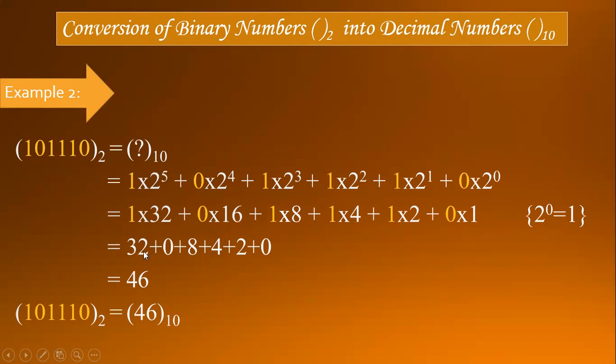Now 1 into 32 plus 0 into 16 is equal to 32. 1 into 8 is equal to 8. 1 into 4 is equal to 4. 1 into 2 is equal to 2. 0 into 1 is equal to 0. Adding up all the digits, we are getting 46. So we can say that 101110 is equal to 46.